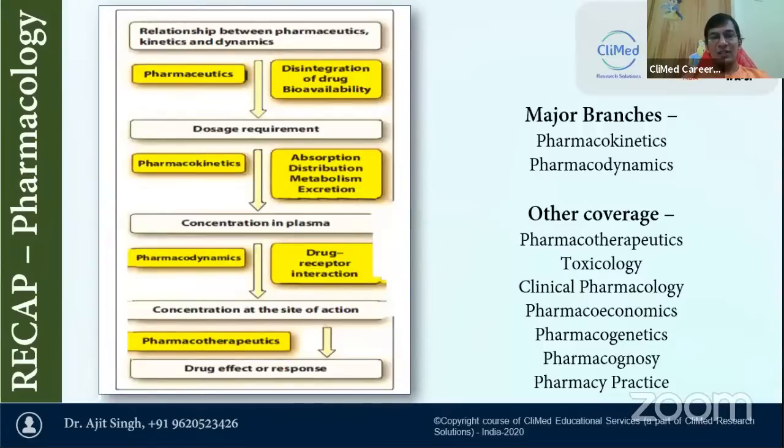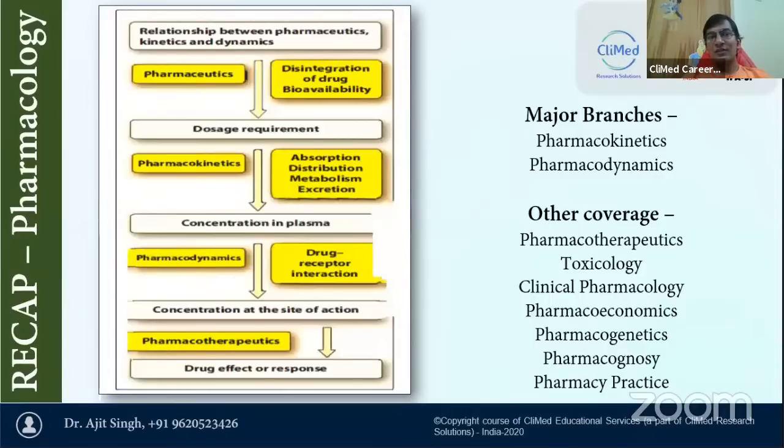As we saw in last class, pharmacology has two major branches: pharmacokinetics and pharmacodynamics. Other coverages of pharmacology are pharmacotherapeutics, where we study the drugs, their side effects, their dosage forms, and how much we have to give, like dose. Then it comes to toxicology, where we discuss poisons and the side effects when we give a higher dose, or when the drug can cause a devastating or toxic effect.